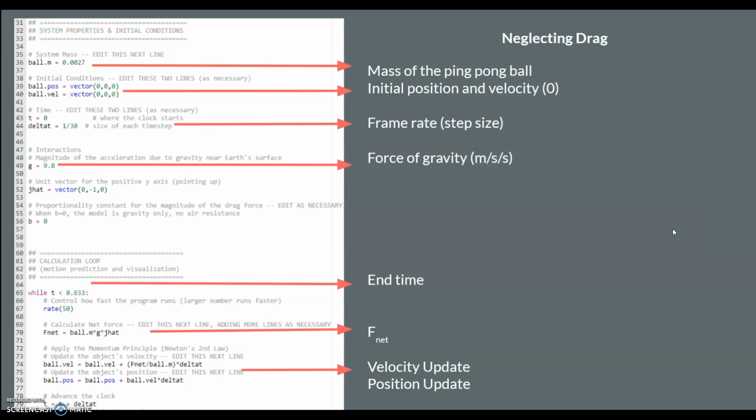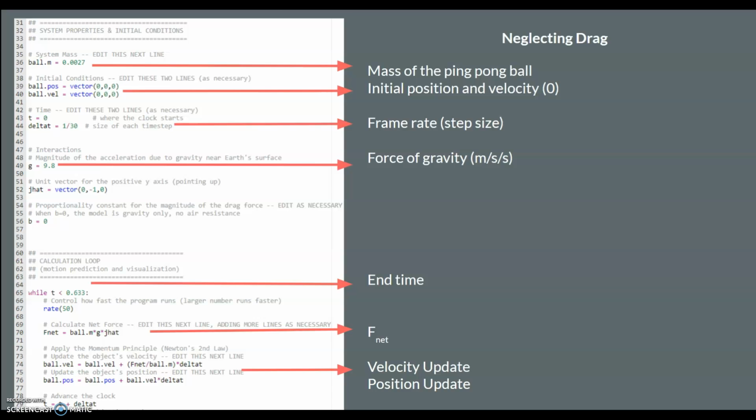Then I went into GlowScript and analyzed my data. So as you can see in line 36, I have the mass of my ping pong ball. In line 39 and 40, I have the position and velocity vectors, respectively. They both were 0 to begin with. On line 44, I have my time step, which was the frame rate of my camera. Line 49, I have the gravity. Line 65, I have the end time, which was 0.633 seconds.